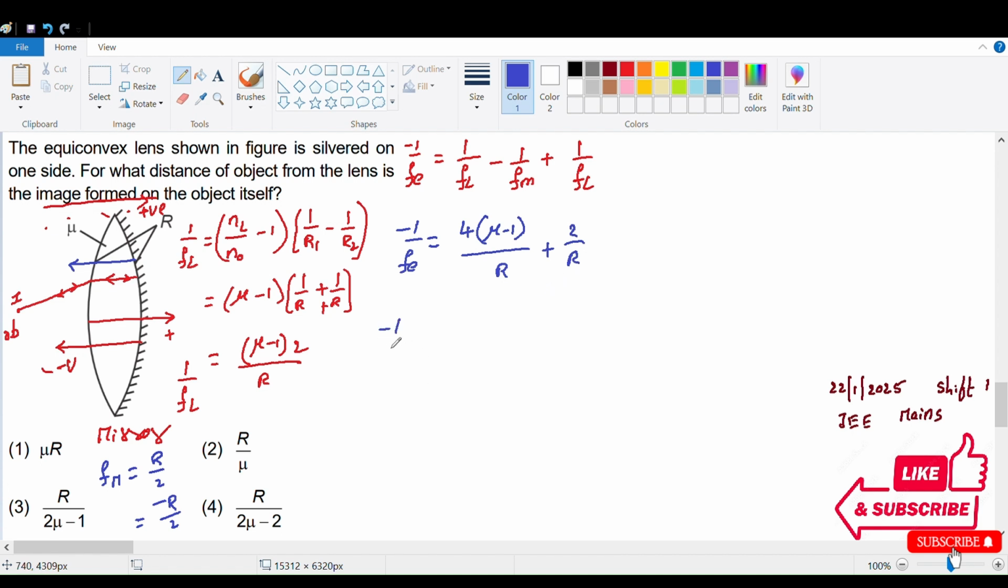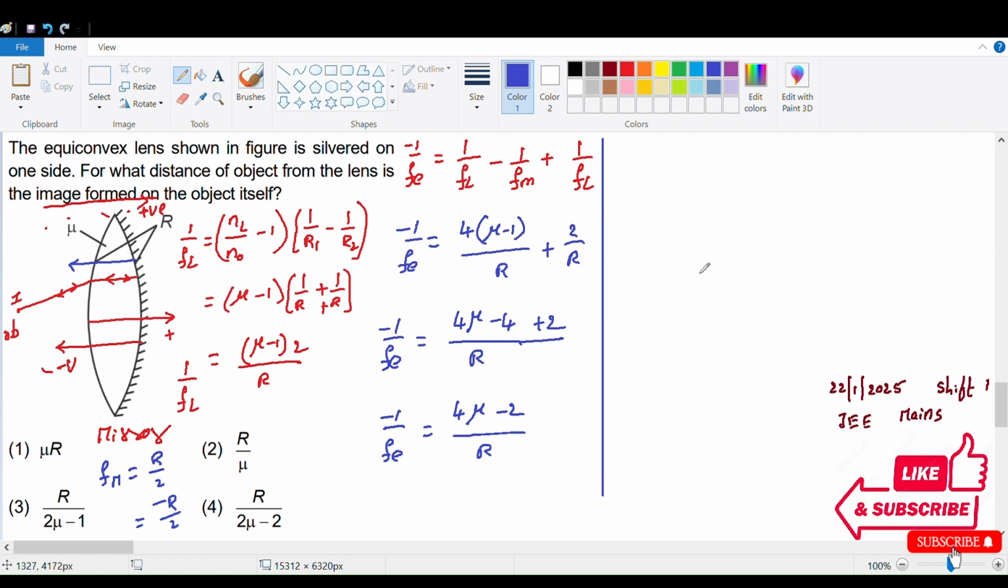So what it becomes? Minus 1 by F equivalent is equal to, taking LCM, 4 refractive index minus 4 plus 2. Minus 1 by F equivalent is equal to 4 times refractive index minus 2, divided by R. Okay. So finally it behaves like a mirror. So the mirror formula you apply: 1 by F equivalent is equal to 1 by V plus 1 by U.